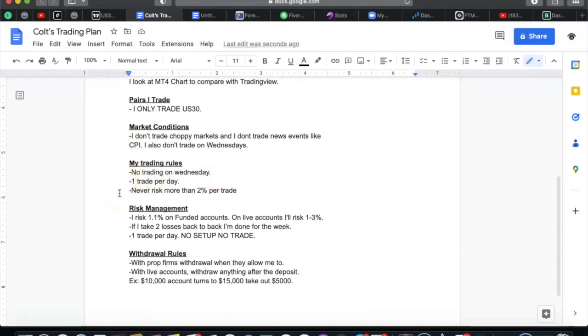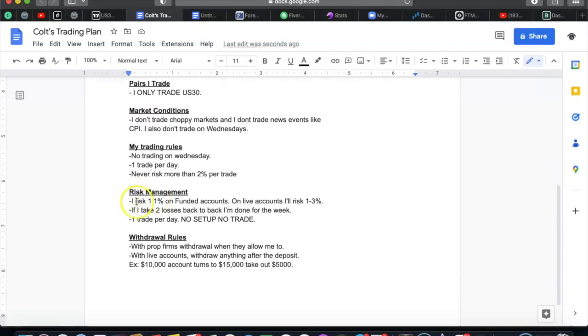Your trading rules. Risk management, I'm going to risk 1.1% on funded accounts. On live accounts, I'll risk 1 to 3%. And obviously this contradicts what I just said, but this is mainly for my own money. When I'm using prop firms, I'm going to be a little less risk adverse because I want to be able to keep those prop firm accounts as long as possible. If I take 2 losses back to back, I'm done for the week. Very, very good rule right there. 1 trade per day, no setup, no trade.